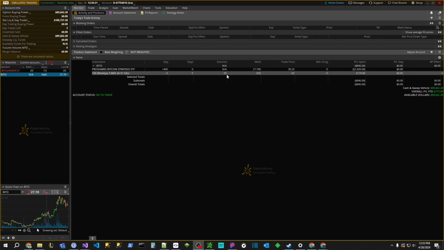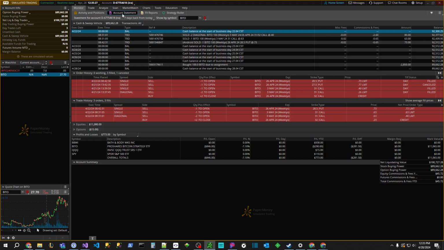Based on our cost basis, we might lower it too, so we'll have to look at the website and figure out what we're going to do. So let's go over to the account statement.